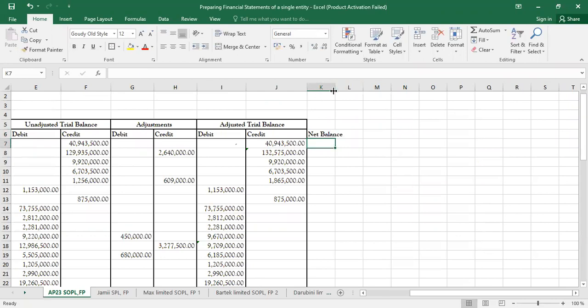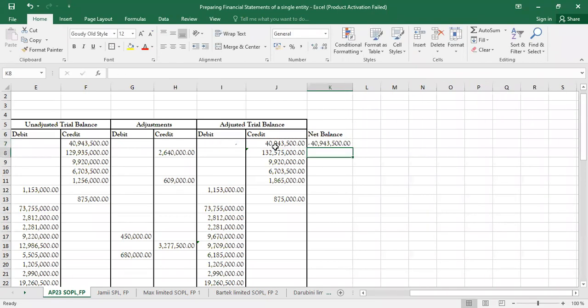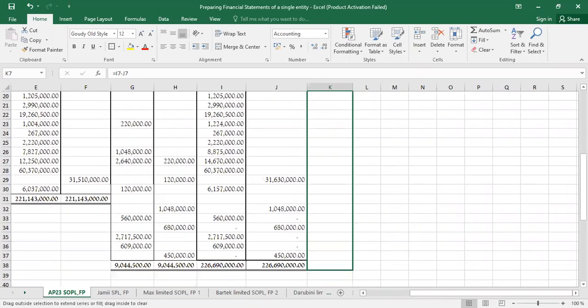Enter. Then maybe it becomes there. So equal, watch out. Our net balance, we are getting it from the trial balance. It will be the debit minus the credit, isn't it? Don't worry about a negative. Then I just drag down, isn't it? Up to there.